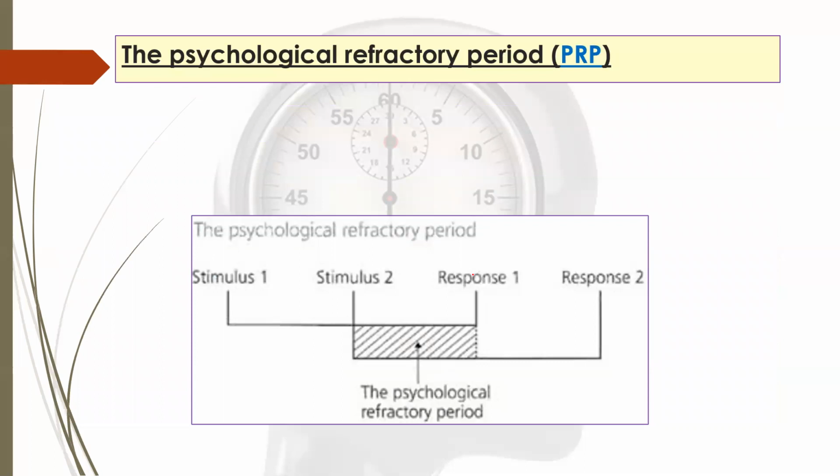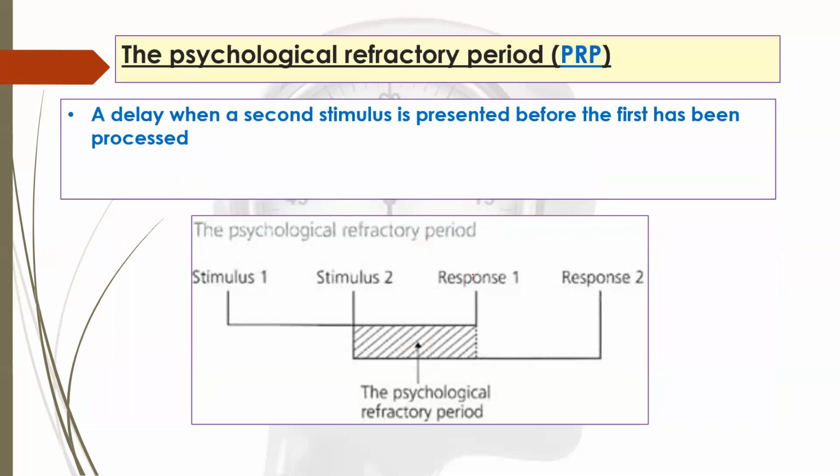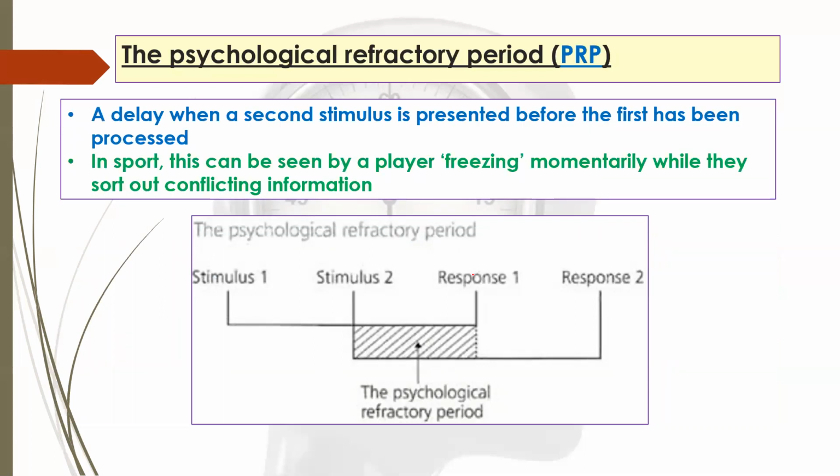Okay, and this just gives it a little bit of a kind of image to go with. So it's the delay in the second stimulus presented before the first one's been processed. So before that first one has been processed, the second stimulus has been presented. In sport, this is seen from a player freezing. So stimulus 1, so it's the ball's been hit and it's coming towards the forehand. That would match up with response 1. So the player is then going to actually move and try and play their forehand.